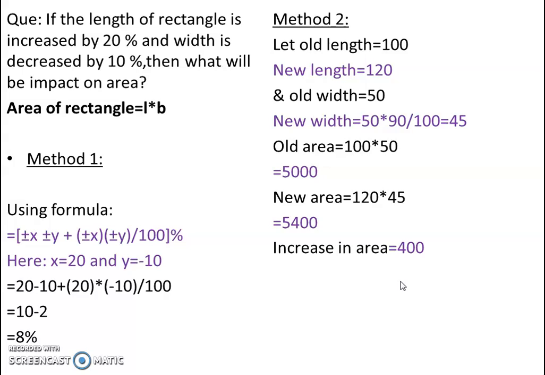So to calculate percent increase, we will divide this increase by old area, and then we will multiply it by 100. So when we calculate this, this is equal to 8%. So using both methods, we will get the same answer. So this way we can calculate the impact on area.